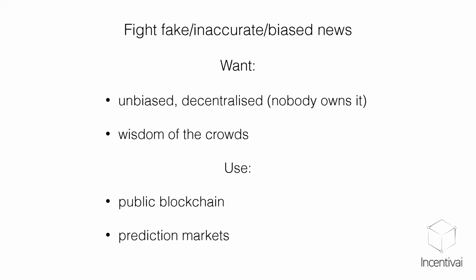If we were to actually try and set it up, we would say we want whatever system we have for our news validation to be unbiased or decentralized. So we want to run it maybe on a public blockchain. And for news validation, we could use this concept of wisdom of the crowds. And for that, we would use prediction markets.